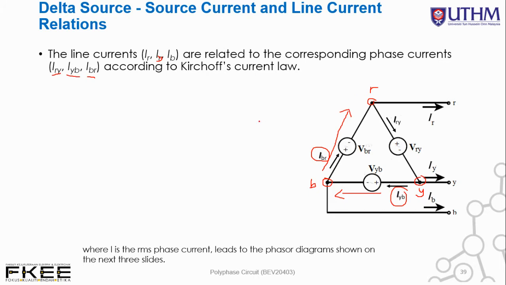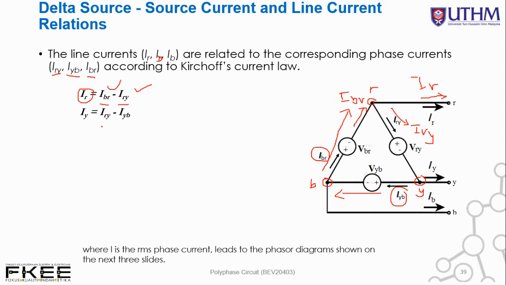Okay. So according to Kirchhoff's current law, we can simply say that IR is equal to IBR minus IRY. So IR is stated here. So this is IR. Okay, so we do have IBR, which is current that coming to this node R. So this is IBR. Okay, so minus current which is leaving node R, IRY. Okay, so this is how we can relate IBR and IRY according to IR.